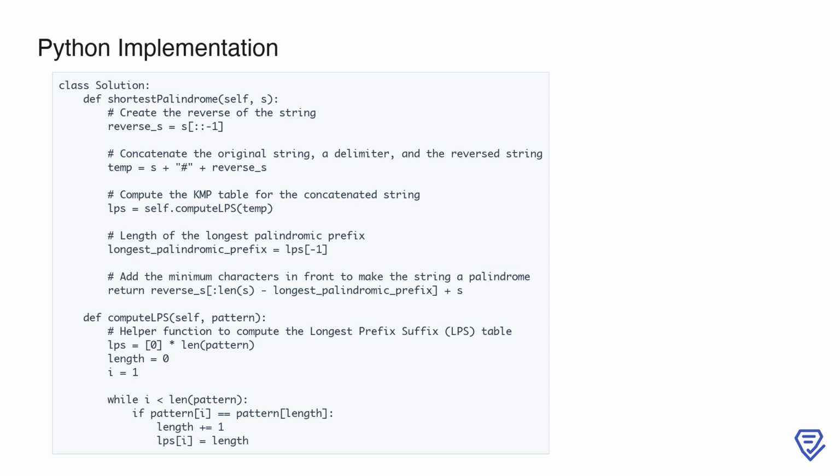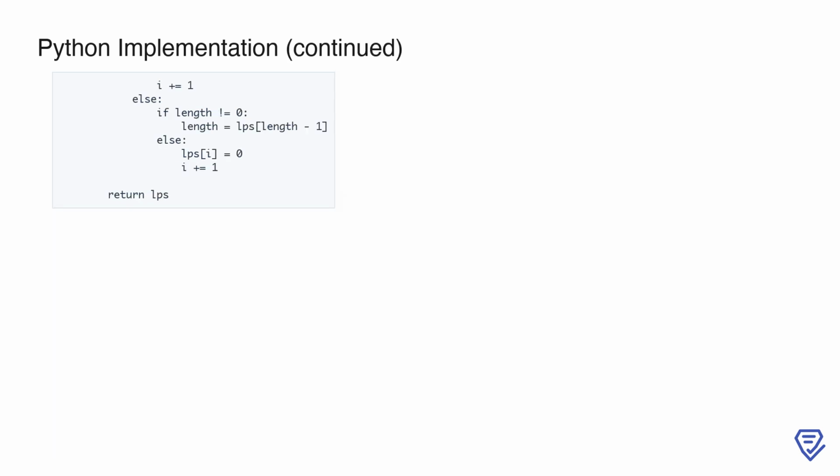To do this, we take the portion of the reversed string that doesn't overlap with the palindromic prefix and prepend it to the original string. The result is returned as the shortest palindrome. Now, let's focus on the helper function computeLPS, which constructs the longest prefix suffix table. This table is essential for efficiently finding the longest prefix of the string that is also a suffix.